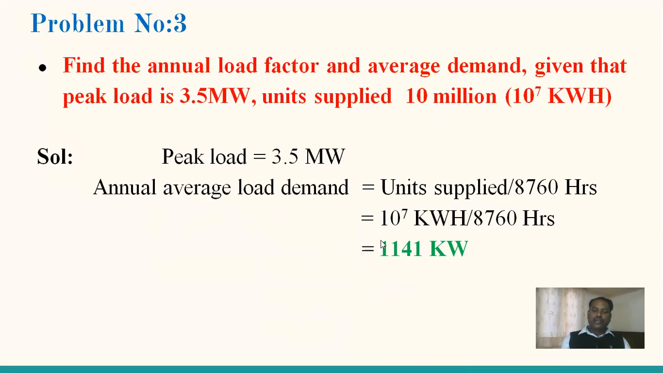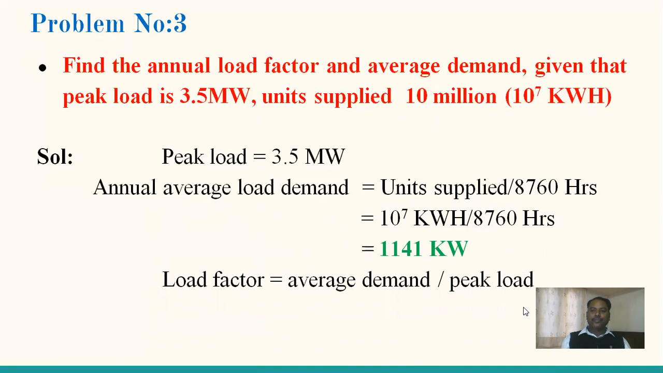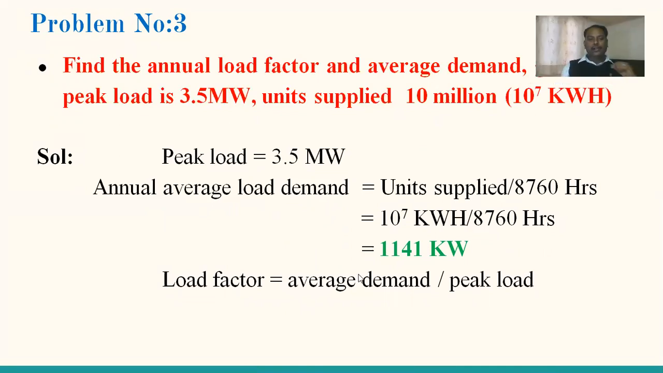Once the annual average load demand is known and the peak load is known, you can easily calculate the load factor. Load factor is equal to average demand by peak load. The average demand we just calculated is 1141 kilowatts, and the peak demand is 3.5 megawatt. Therefore the load factor is 0.325.